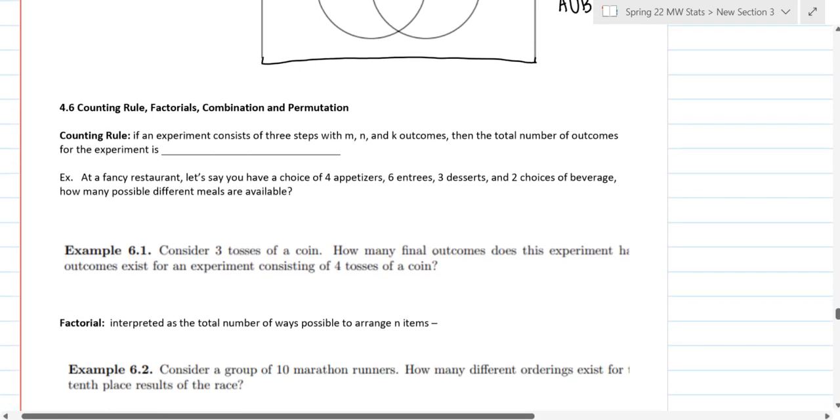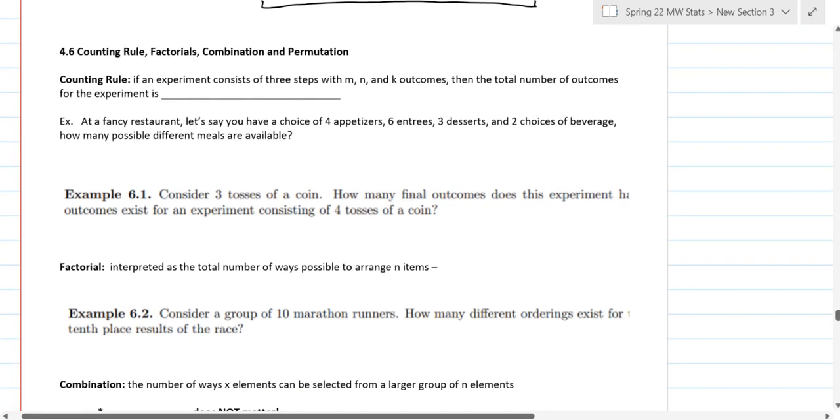All right, let's take a look at 4.6. This is the last section here. Or no, this is 3.6. I don't know why it says 4.6. That's just a typo.